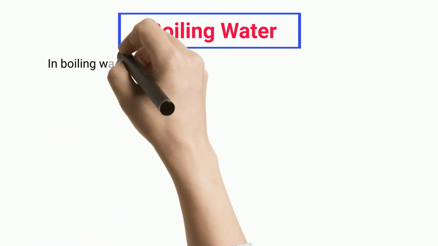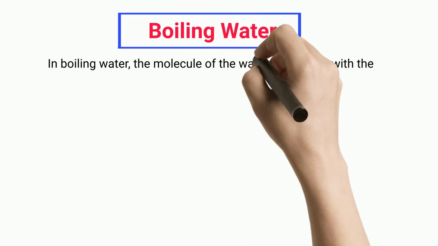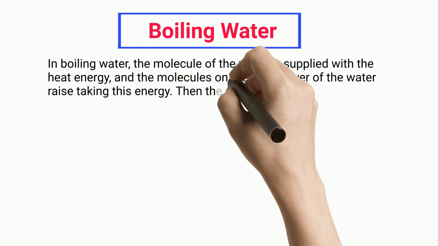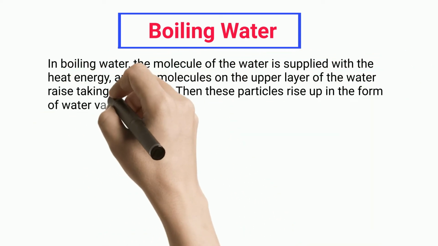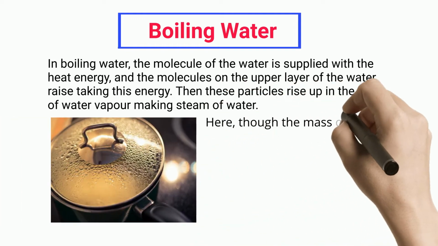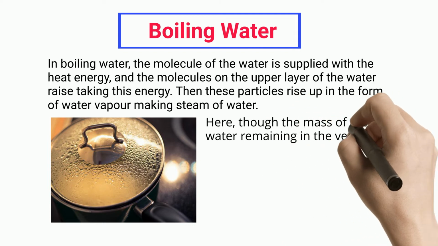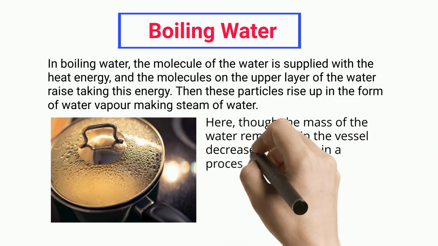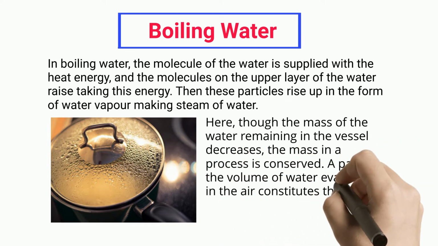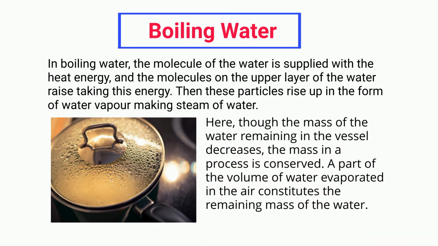Boiling water. In boiling water, the molecules of the water are supplied with heat energy, and the molecules on the upper layer of the water rise taking this energy. Then these particles rise up in the form of water vapor, making steam of water. Here, though the mass of the water remaining in the vessel decreases, the mass in a process is conserved. A part of the volume of water evaporated in the air constitutes the remaining mass of the water.